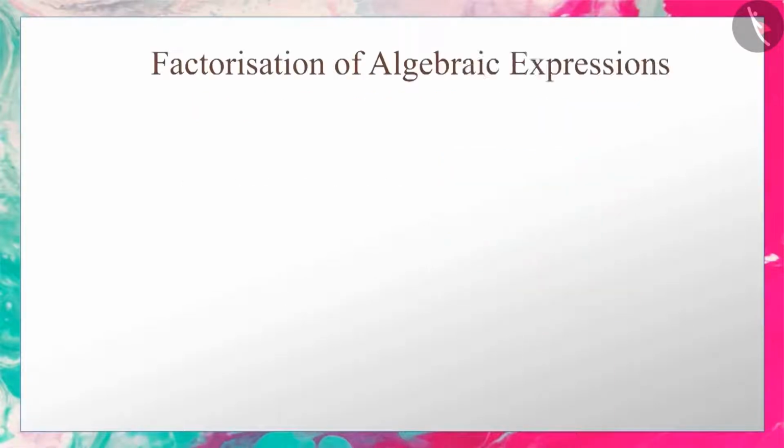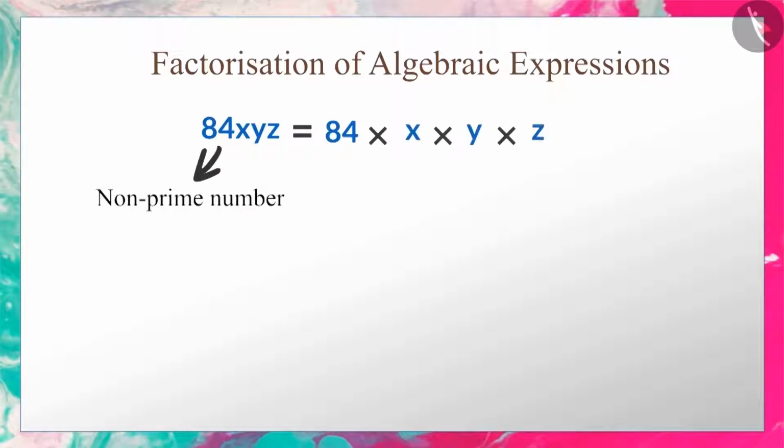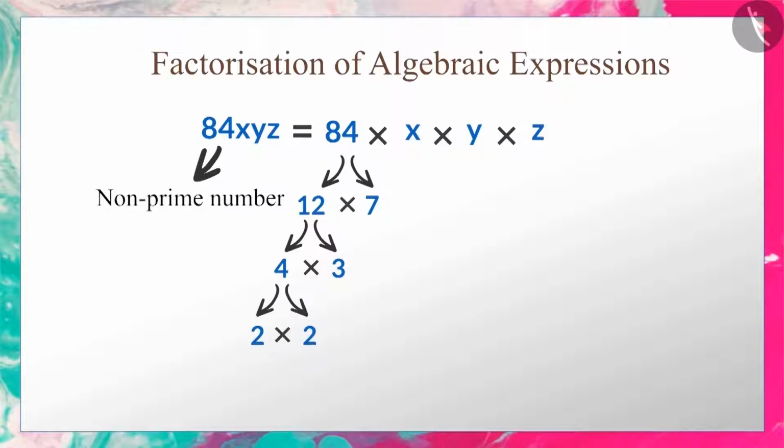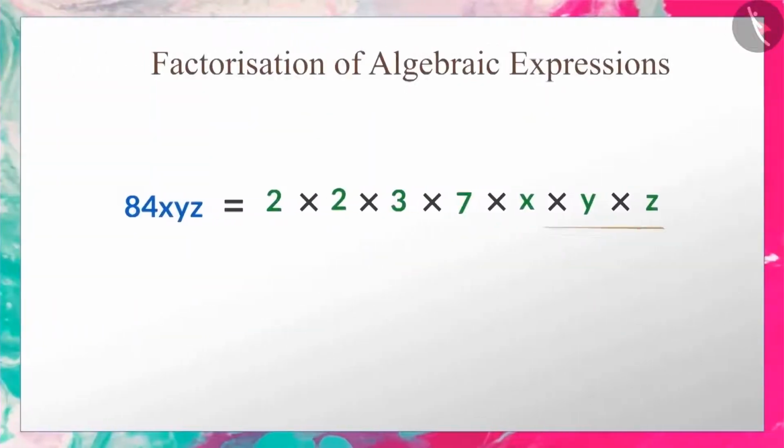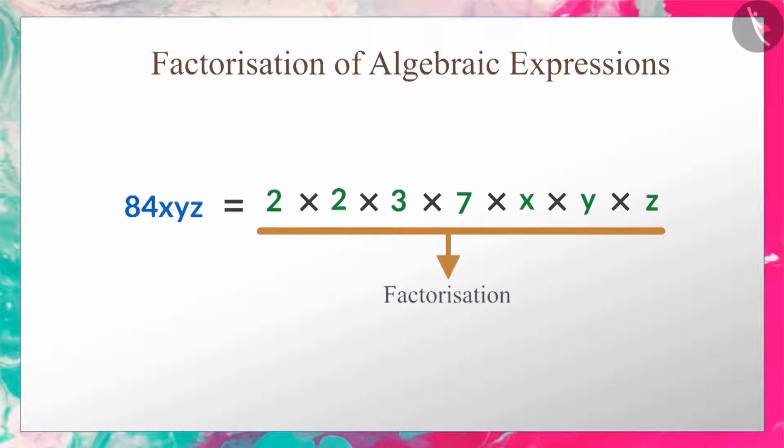Similarly, we can factorize the algebraic expression 84xyz. We can write this expression as the product of factors 84, x, y and z. Here, 84 is a non-prime number whose further factorization is possible. Solving this further, we get 2 multiplied by 2 multiplied by 3 multiplied by 7 multiplied by x multiplied by y multiplied by z. Thus, we have done the factorization of 84xyz.